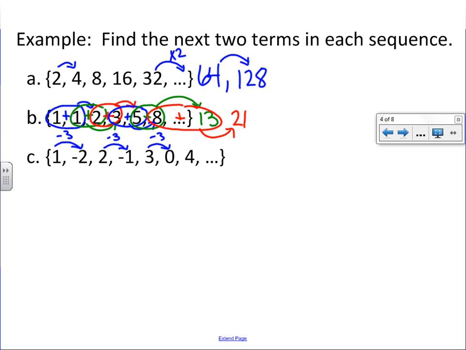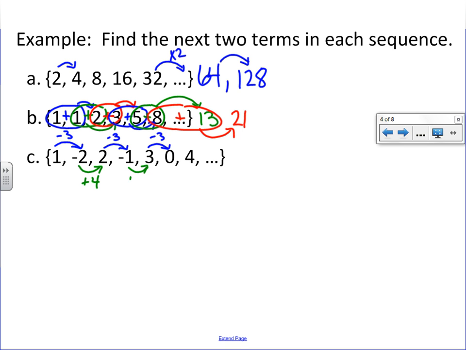So we're subtracting 3 every other time. So what are we doing on those other times? To get from negative 2 to 2, I could say times negative 1. Well, if I do that, then that works for that one, but it won't work to get me from negative 1 to 3. So to get me from negative 2 to 2, I could say plus 4.